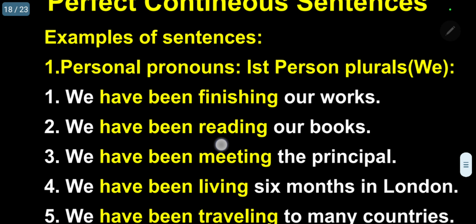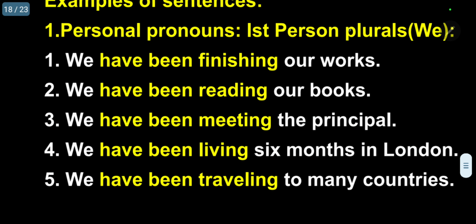Now, first person plural. Automatically plural, here no problem. We have to use have. First person plural means we know it is we. We means நாங்கள். We have been finishing our works.